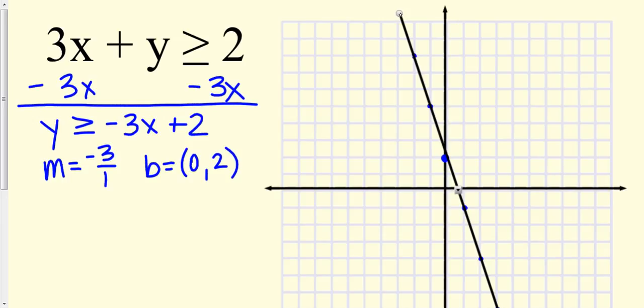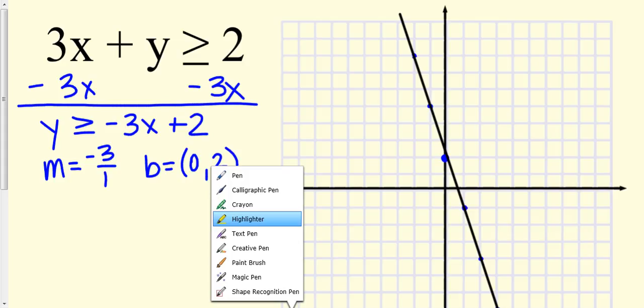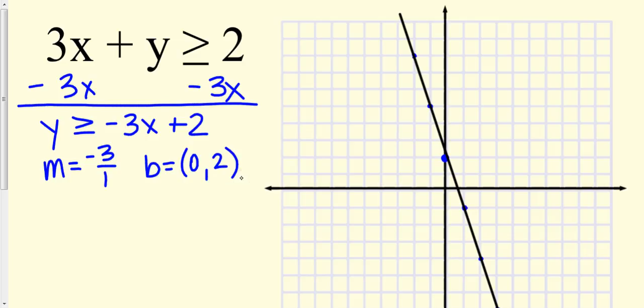And then the last thing that we're going to do is we have to think about shading. And so for shading, I have this line, it is greater than. So this is talking about all values greater than. So my y values greater than are up or above. So I'm going to shade all on the upper side of this line. Okay, so I kind of drew arrows to mark where that's going to be.